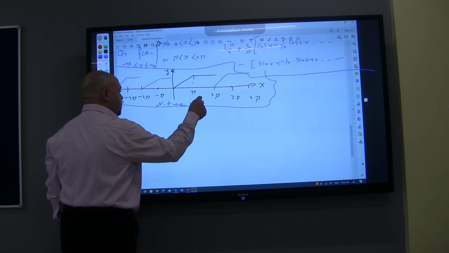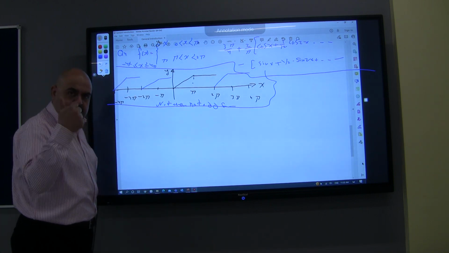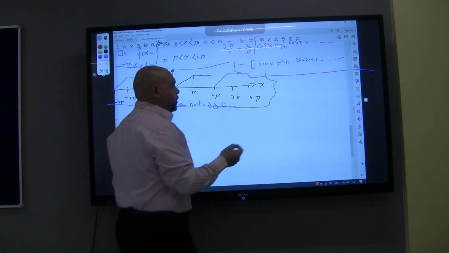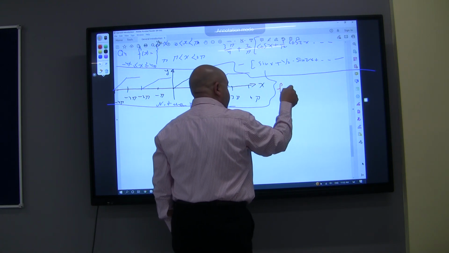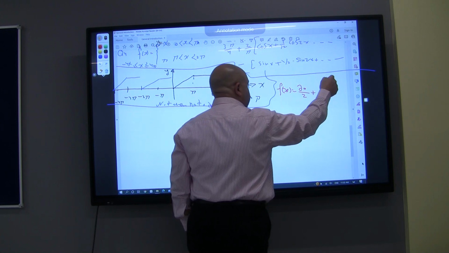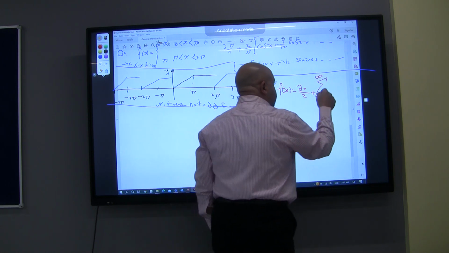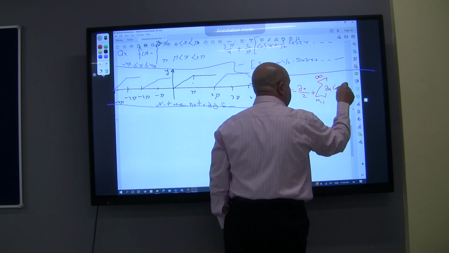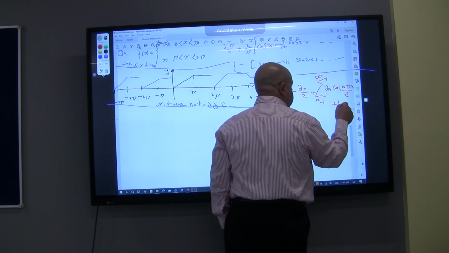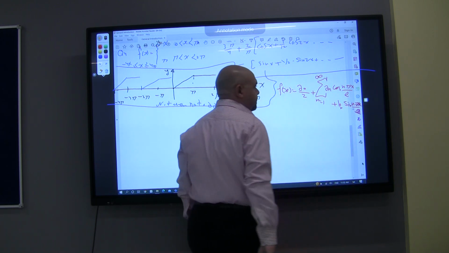So here we must compute a0, an and bn. Let's write down the Fourier series. f of x equals a0 divided by 2 plus the sum from n equals 1 up to infinity of an cosine n pi x over L plus bn times sine n pi x over L.